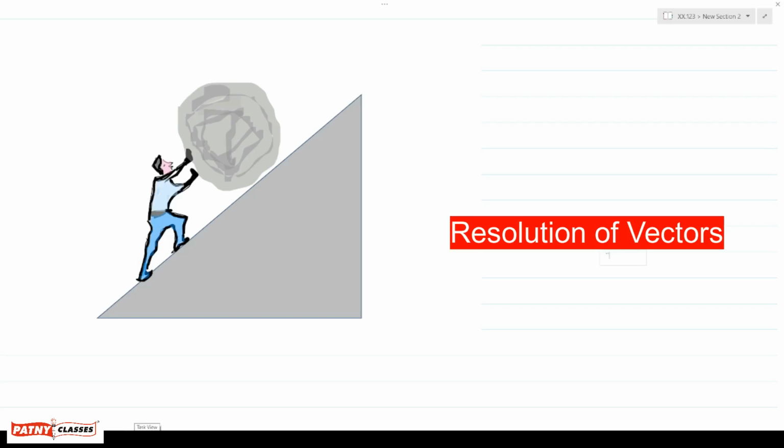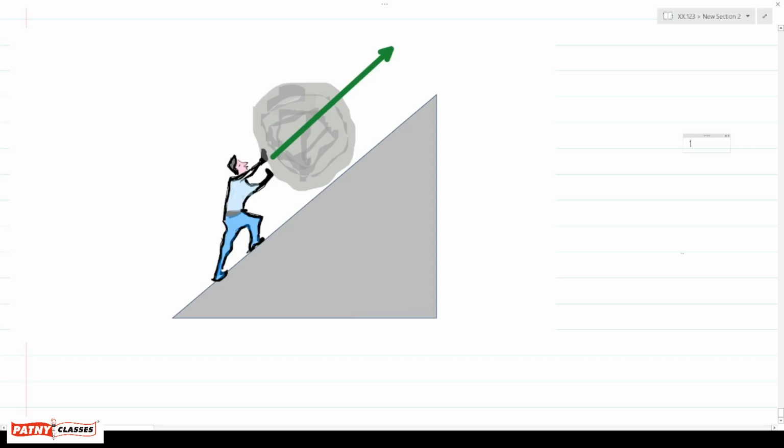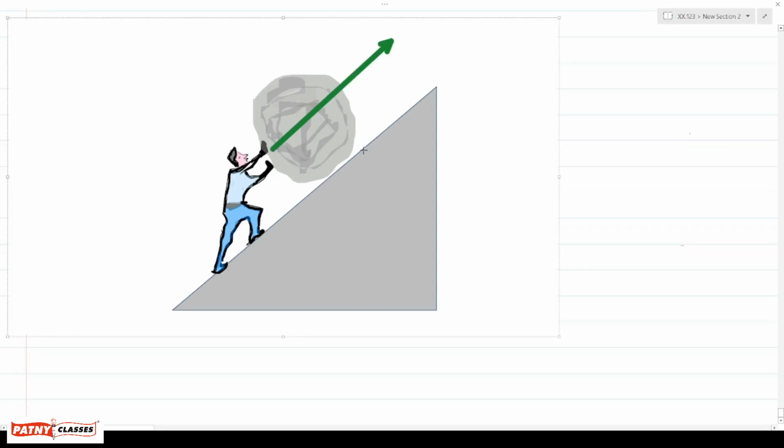The man is pushing the big stone in the upward direction. In this direction, he is applying the force so that the stone must move in the upward direction. The applied force does not confine only to the applied direction. The applied force we can split into two parts.